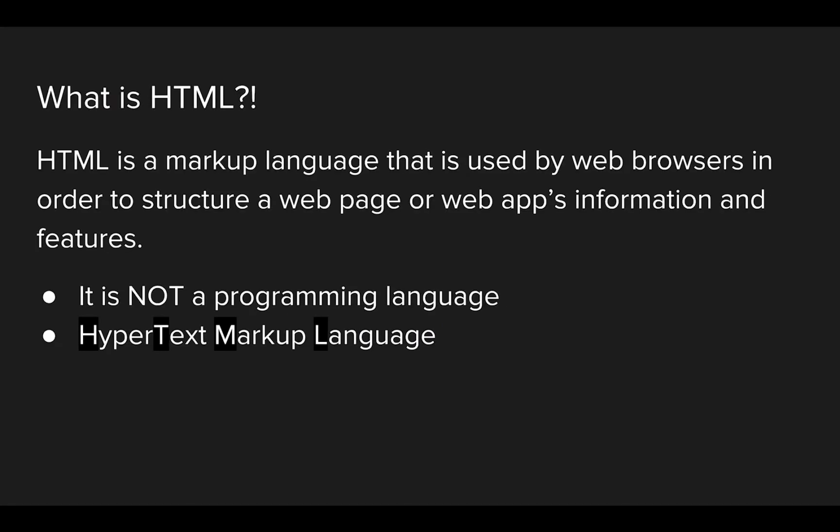So what is HTML? It's a markup language. It's used by web browsers in order to structure a web page or web app's information and features. Clearly, and very importantly, it is not a programming language. A programming language has logic, so for example, you can have a condition, and if that condition is true, you can do something, and if the condition is false, you can do another thing. In HTML, that's not possible. So HTML is purely a markup language. Think of it as a way of structuring a document, and that's really what it is.